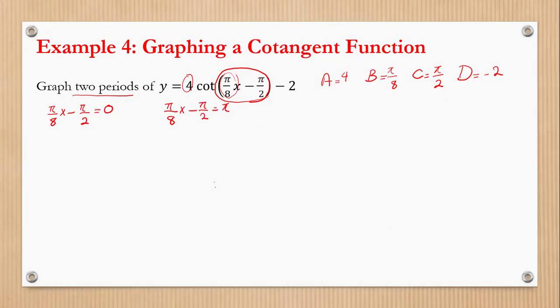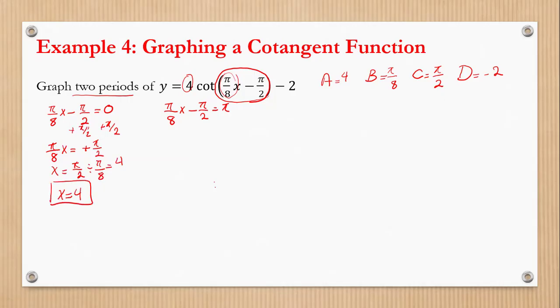And then try to solve for x. Solve for x means isolate the x. The first step to isolate the x is just adding pi over 2 to both sides. So we get pi over 8x, which is equal to pi over 2. And then divide both sides by pi over 8. And if you divide pi over 2 by pi over 8, after keep flip change, I get 4. So x equals 4, that's my first asymptote.